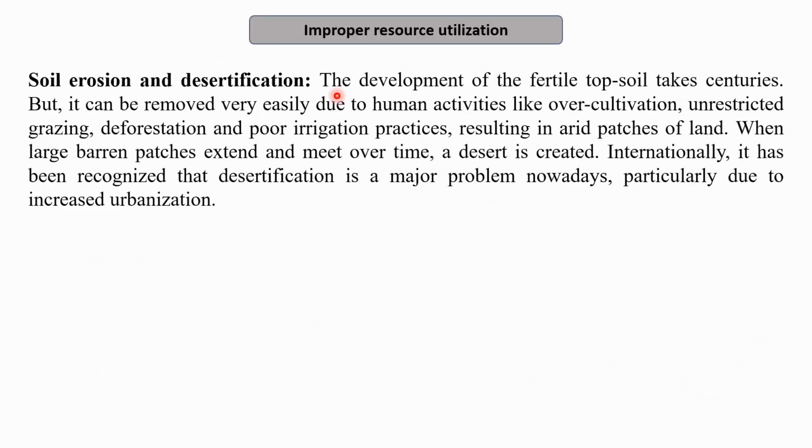The next reason for the imbalances in the ecosystem, or one of the important environmental issues, is improper resource utilization. Soil erosion and desertification is one of the major reasons. The development of fertile topsoil takes centuries, but due to some human activities, it can easily be removed. Overcultivation, unrestricted grazing, deforestation, and poor irrigation practices result in the conversion of fertile land into arid patches. When large barren patches extend and meet over time, a desert is created.